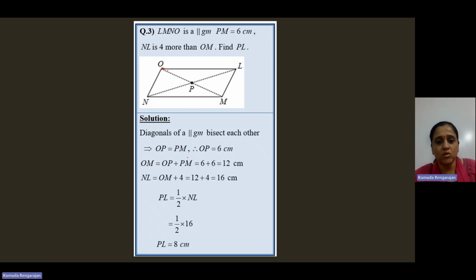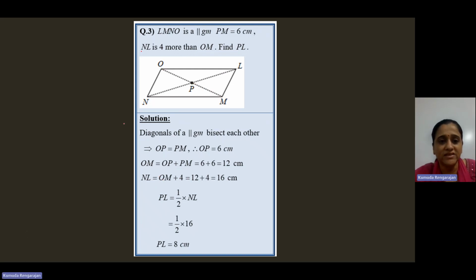We know that OP is equal to PM, correct? Because PM is 6, OP is also 6. Now, how much is the length of OM? OM is equal to OP plus PM, 6 plus 6, 12 centimeters. Now, what is given about NL? NL is 4 more than. 4 more than means plus 4. Than what? OM. OM plus 4.